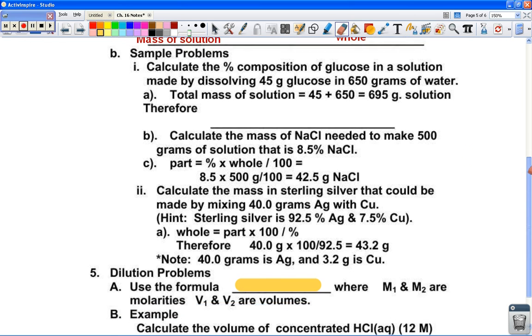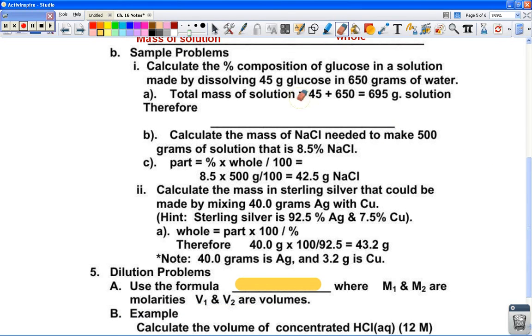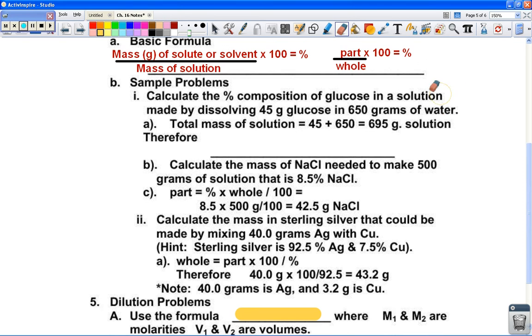Okay, so sample problem. Calculate the percent composition of glucose in a solution made by dissolving 45 grams of glucose in 650 grams of water. Now, something to be careful of here. Remember, percentage is part divided by the whole. Well, the total mass of the solution is 45 plus 650, giving you 695 grams.